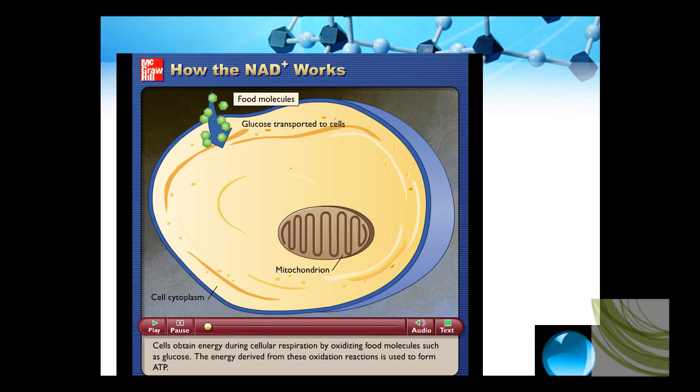Cells obtain energy during cellular respiration by oxidizing food molecules such as glucose.